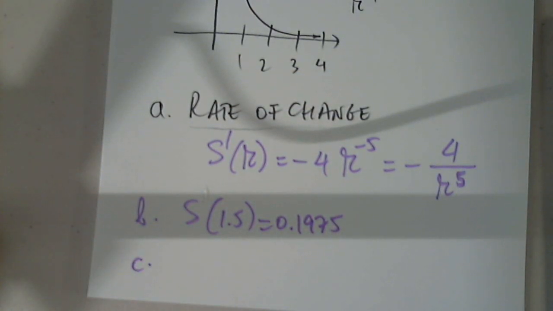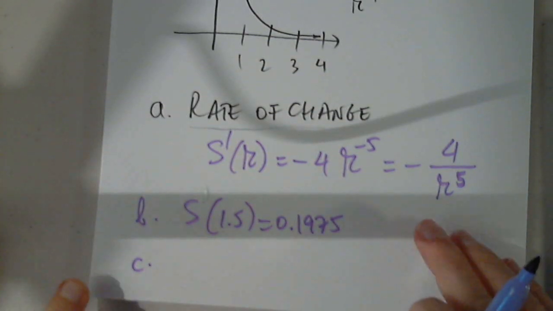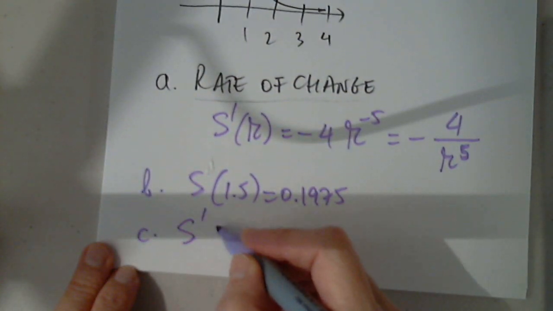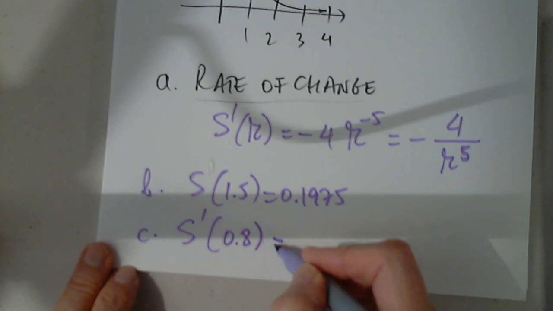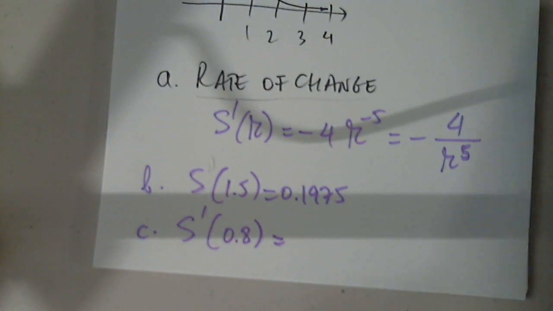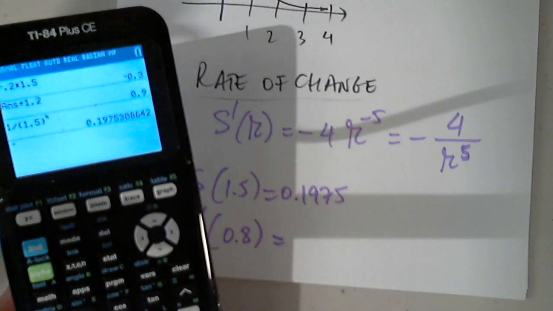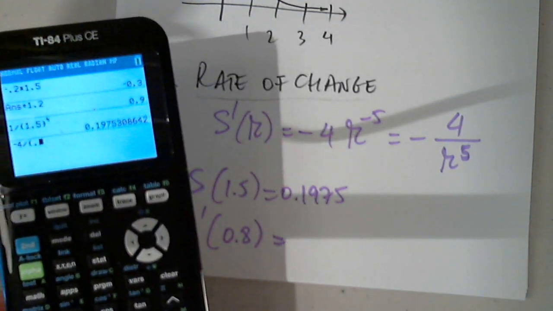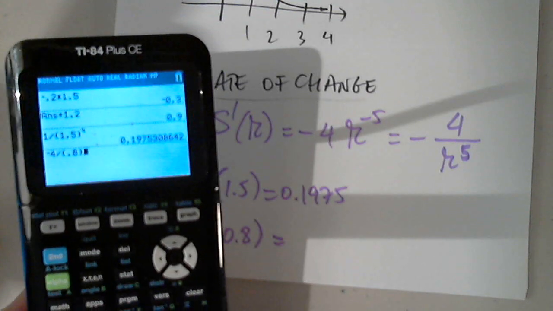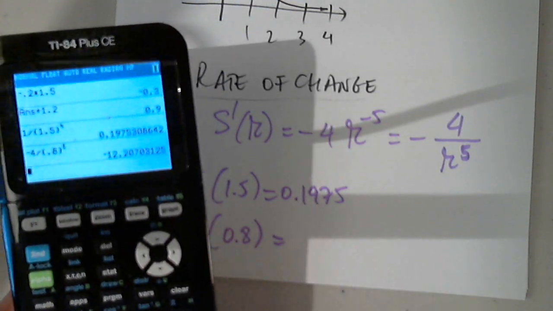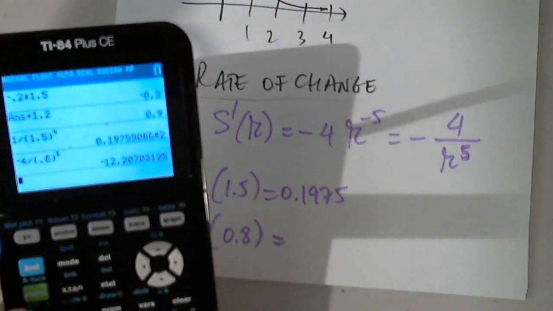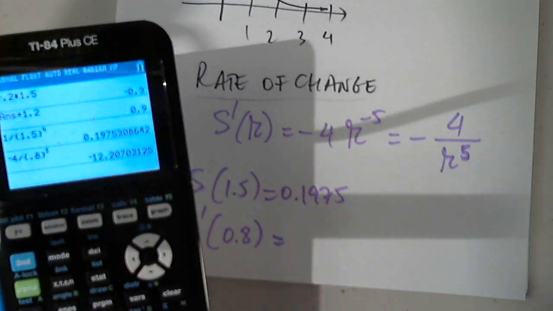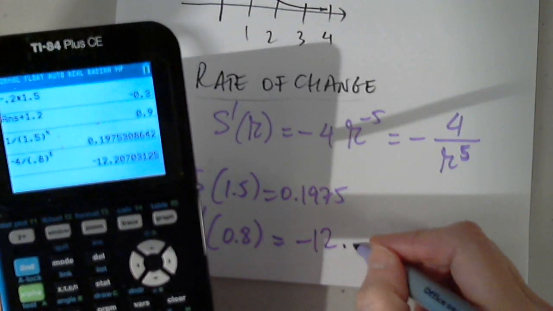Find the rate of change of resistance with respect to R when R equals 0.8. The rate of change now, it's a different story. So this is S prime of 0.8. S prime of 0.8 will be -4 divided by, again, that's me, parentheses, 0.8 and power 5. It's -12.21. What does that mean, and what is the measurement unit?